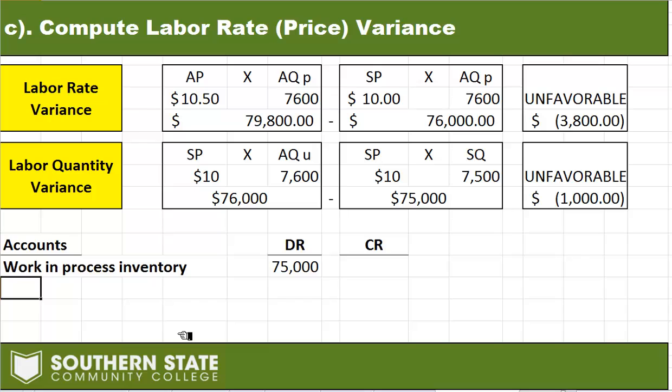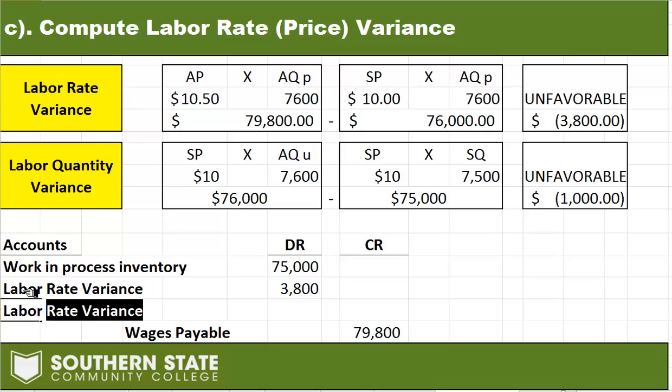Then we'll have wages payable of 79,800. That's the actual amount of wages that we incurred, 79,800. The difference is going to be our two variances here, and they're both going to be debited. We have a labor rate variance, 3,800, and a labor efficiency or quantity variance of 1,000. So that's how we journalize that. And again, we'd close our variances out to cost of goods sold.